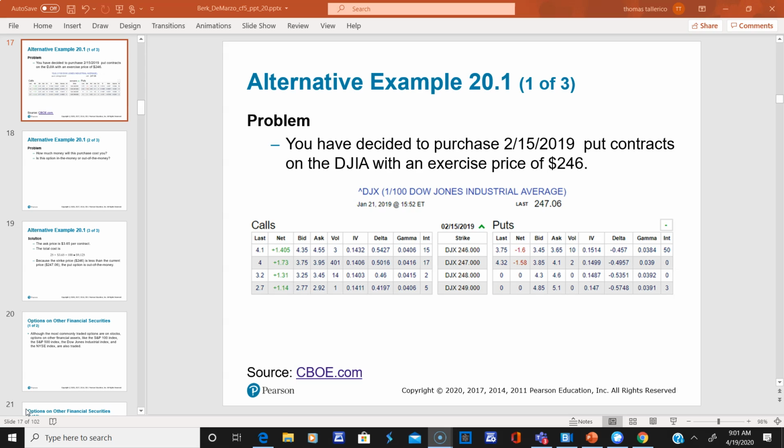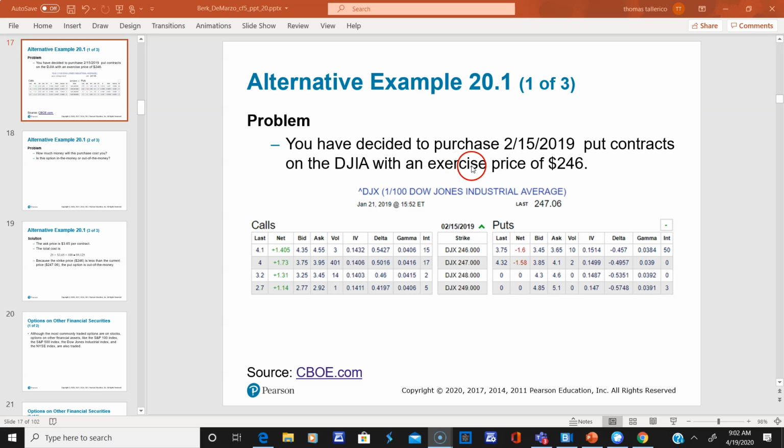This is part 3 of the extra slides I gave you on derivatives. I think it's quite informative. There's a lot of material here, so I just wanted to show you. We kind of left off at this alternative example here. And basically you can see now these are options on the Dow Jones Industrial Average, okay?